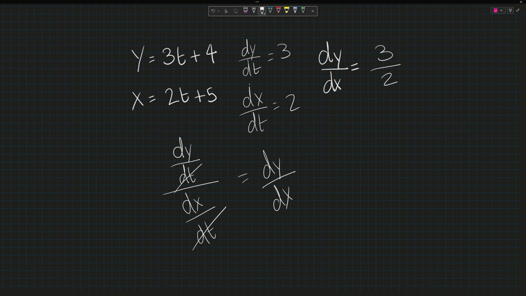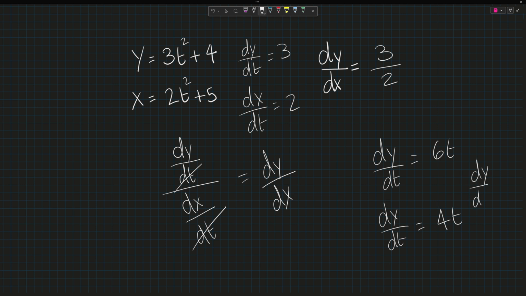Okay, let's say instead of this, I had squares for the t, like that. My new dy over dt would be 3t squared, so 6t, and then dx over dt would be 4t. Now again, we would divide it, and dy over dx would basically be 6 over 4. The t's divide themselves out.